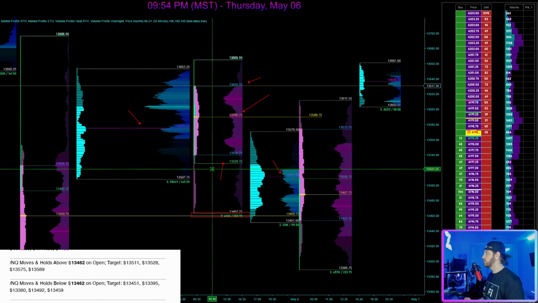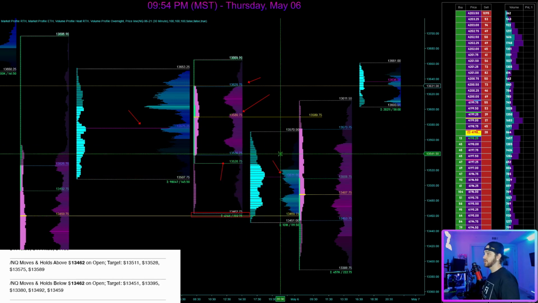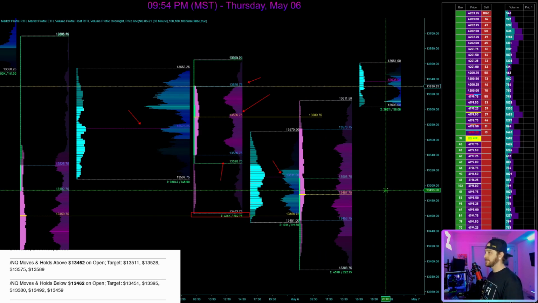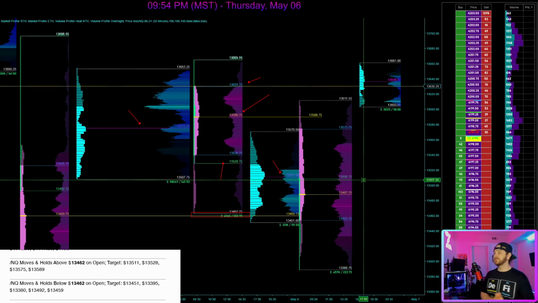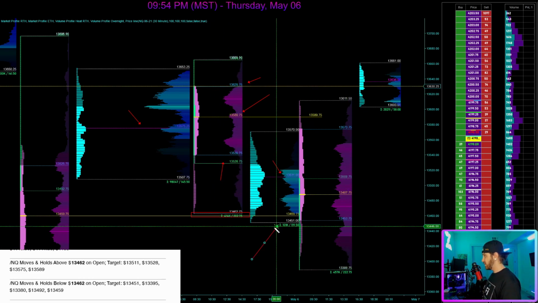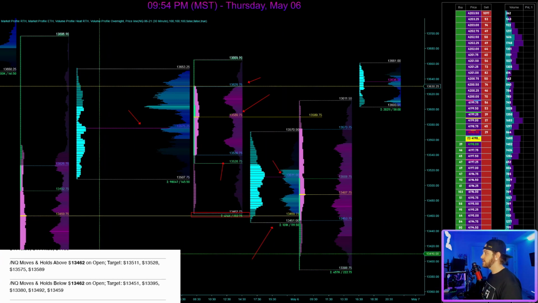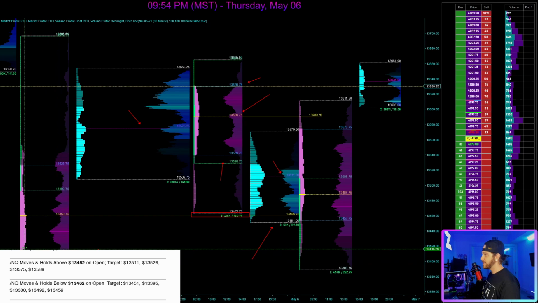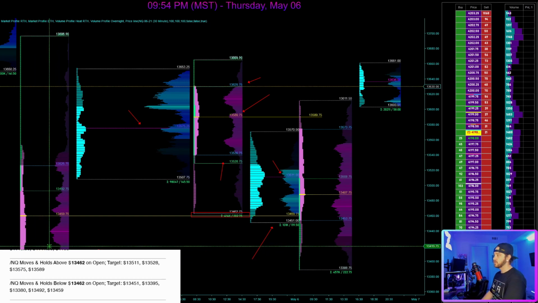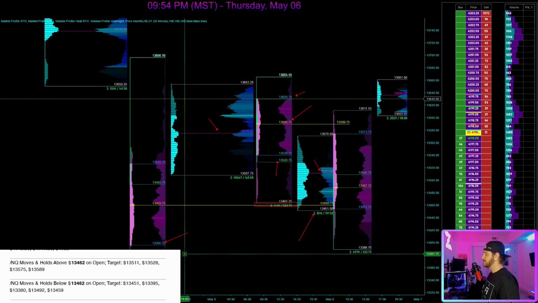Like I said, could have been a one and done trade off the break above the lows to our first target. So on the downside, we did get some nice push to the downside as well. You can see our first downside target was 13,451. 13,451 was the overnight low from our most recent Globex session. Second downside target was 13,395, which was the value area low from the May 4th regular trading hour session. Third downside target was not hit, and that was 13,380.